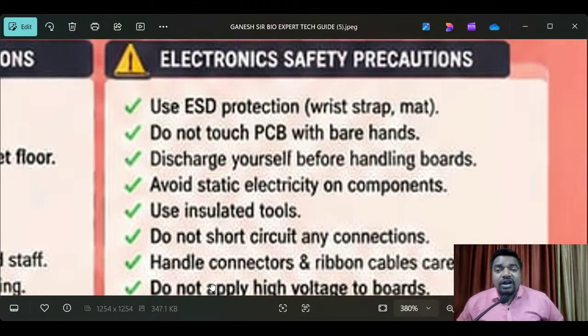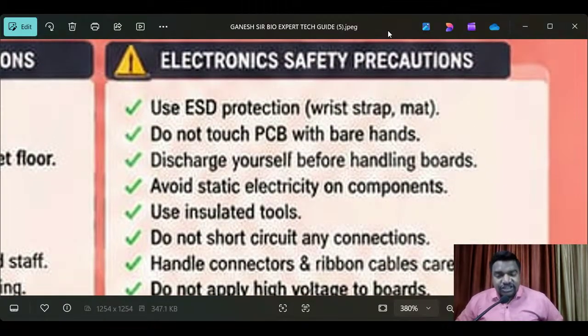Okay, so we have to know all these things. You have to follow the instructions as a biomedical engineer for the medical equipment, mammography. Whenever you do PM, preventive maintenance, calibrations and service, check all these things once before handing over the equipment in working condition to the users. Okay, that is very important.